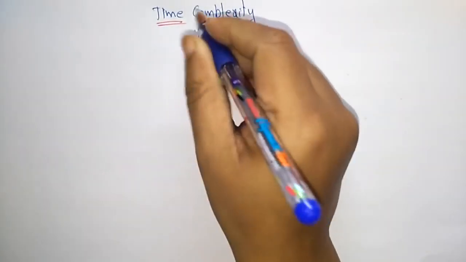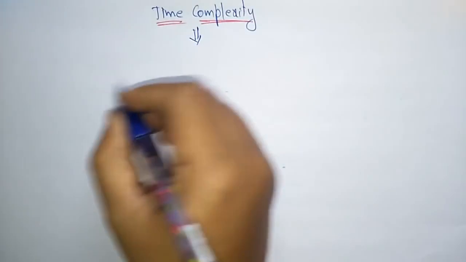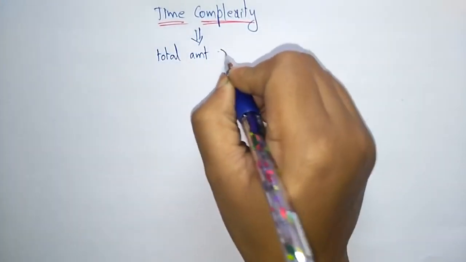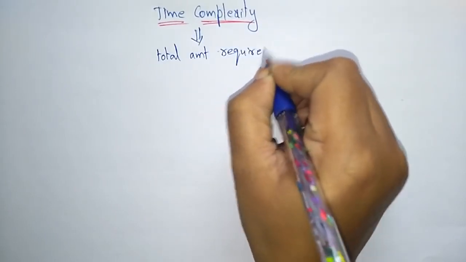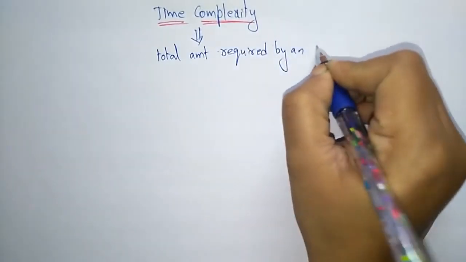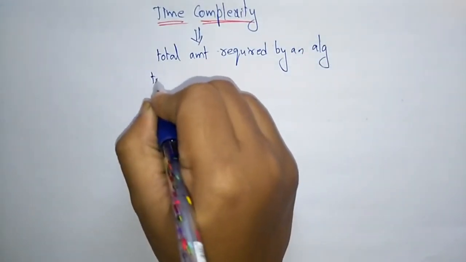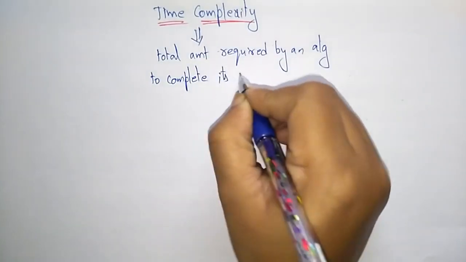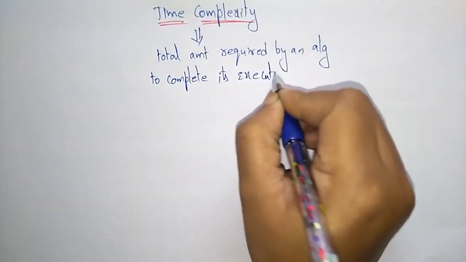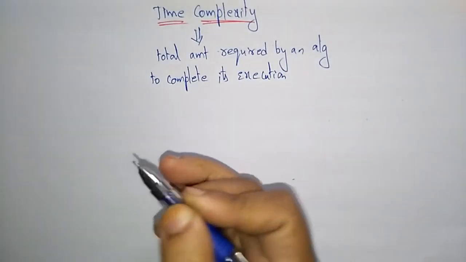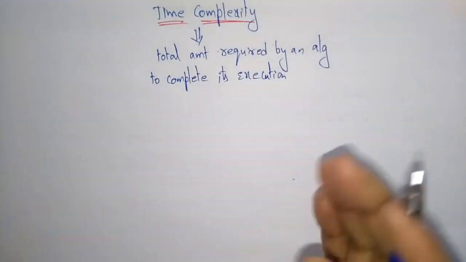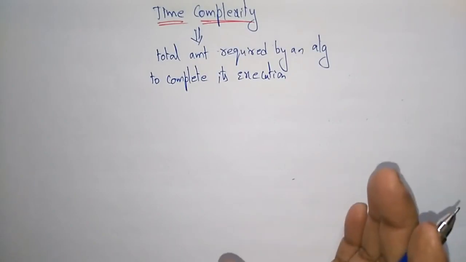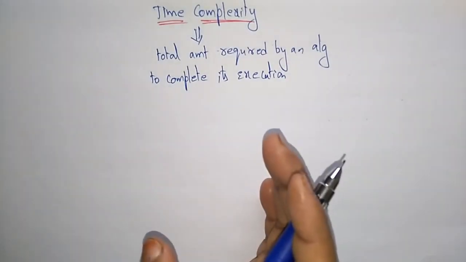So actually this time complexity is the total amount of time required by an algorithm to complete its execution. To complete its execution, you call it the time complexity. So time complexity is nothing but it calculates the total time that the algorithm takes to execute one task. Okay, so that is the time complexity.